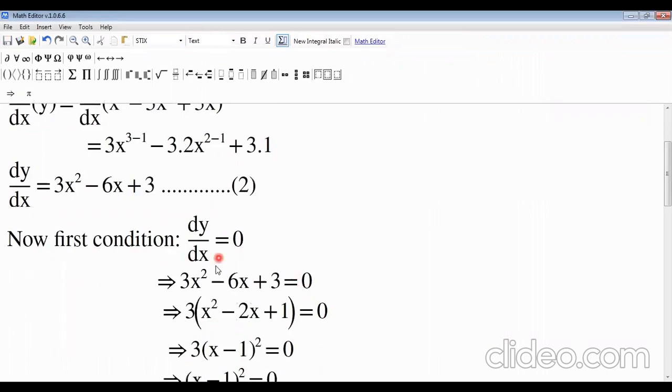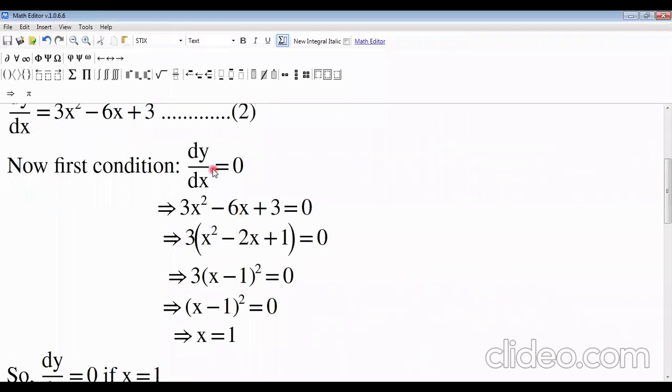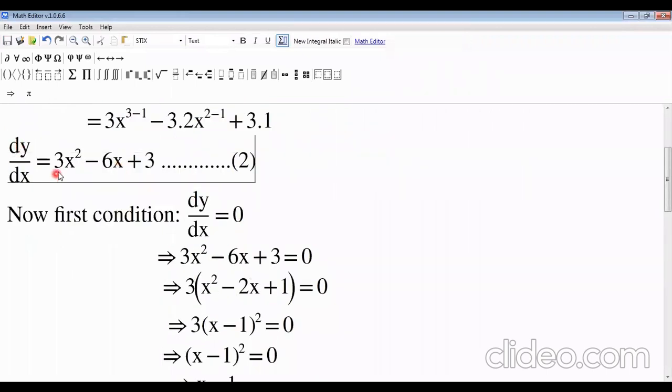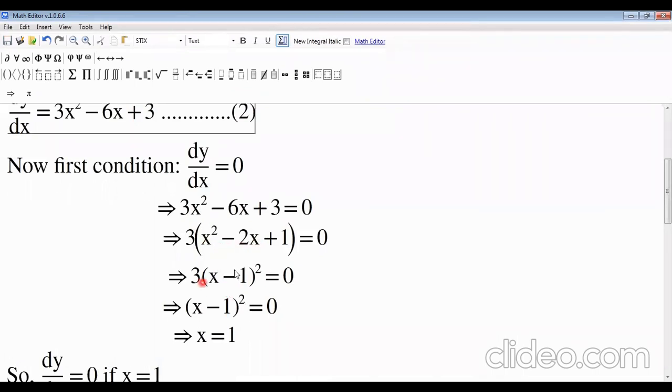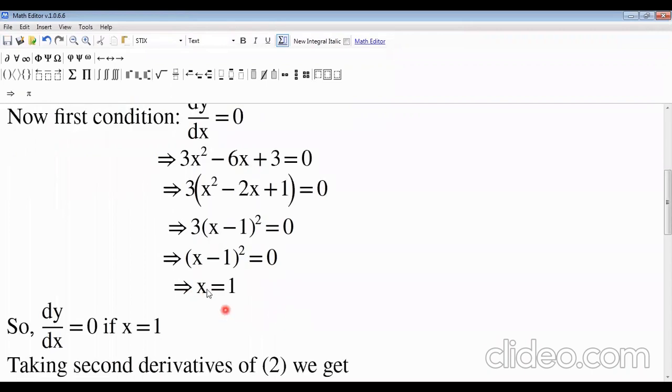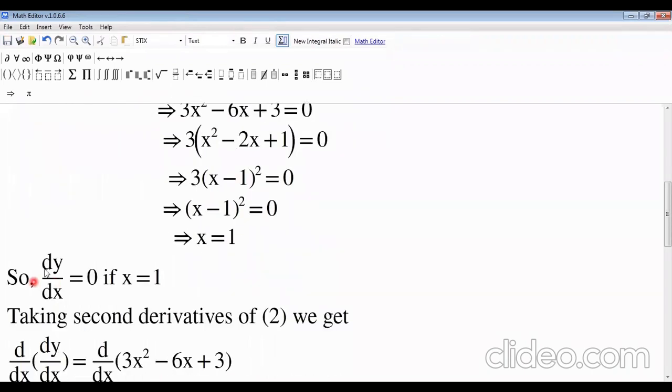Now, the first condition for finding the inflection point is that dy/dx will be 0. At which point is dy/dx equal to 0? The first derivative equals 3x squared minus 6x plus 3. Putting these values here and taking 3 common, we get x squared minus 2x plus 1 equals 0. This is actually the (x minus 1) whole squared formula. Dividing by 3 on both sides, we get (x minus 1) squared equals 0. Taking the square root, we get x equals 1. So the first derivative equals 0 if x equals 1.